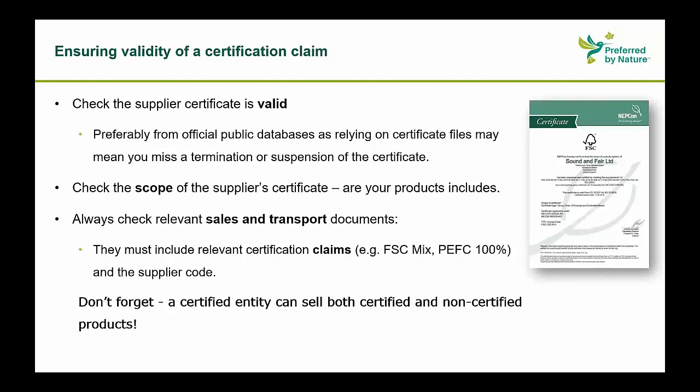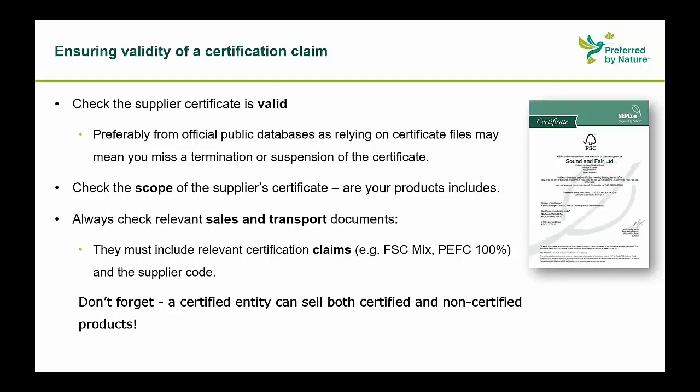So when you're sourcing certified, one of the key things you need to do is check that at a minimum, your first tier supplier has a valid certificate, and you can do that by the public database for that scheme. I think most of the common schemes have a public database, and we recommend relying on the database rather than a paper certificate that you may have been sent electronically, just because you may miss a certificate being terminated or suspended if you rely on the paper version. So we always say, look at the status on the database, because that's going to be the most up-to-date source of information.